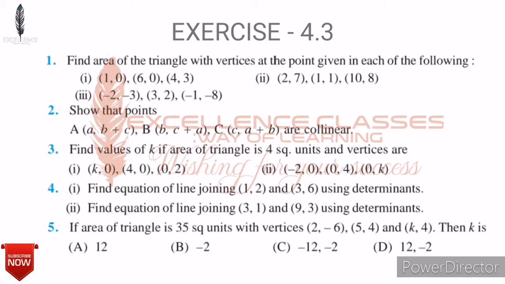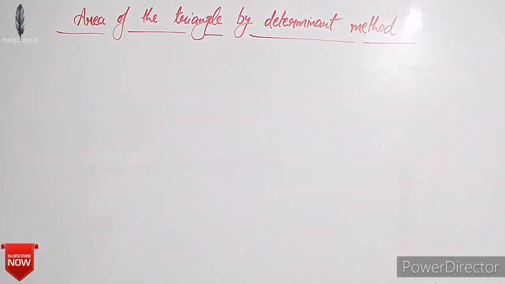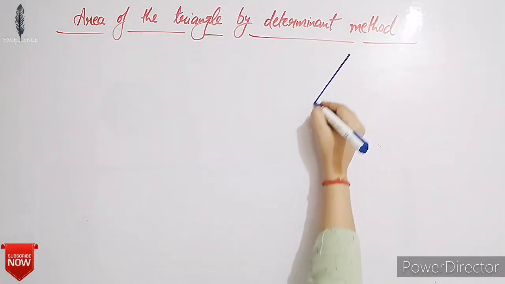Today we are going to discuss exercise 4.3. Before starting the exercise, first we discuss how to find the area of the triangle by determinant method.